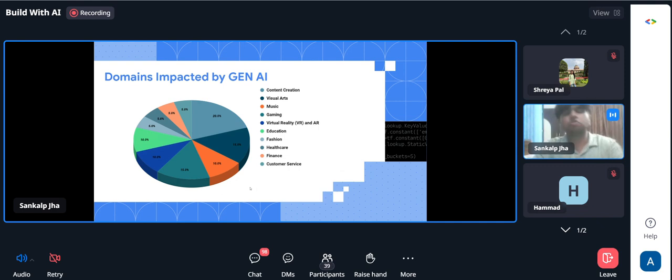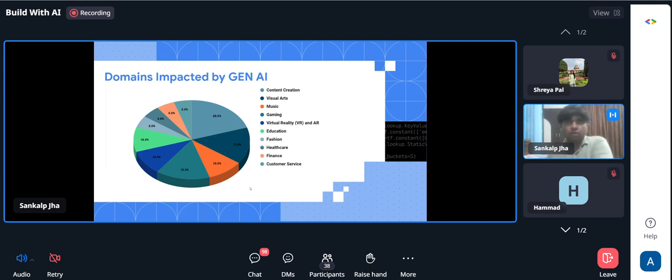Moving ahead, these are the domains impacted by Gen AI. This was the data I was able to acquire, showing the multiple domains getting impacted by Gen AI. Content creation is the maximum, at 20%. Then visual arts, music, gaming, VR and AR, education, the fashion industry, the healthcare system, the finance system, and even customer service. You must have seen customer service with automated recording and analytics. It has been happening since Corona times.